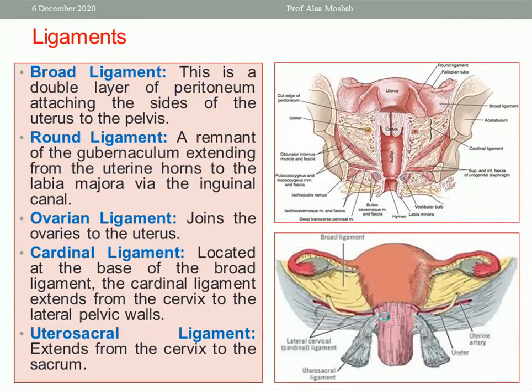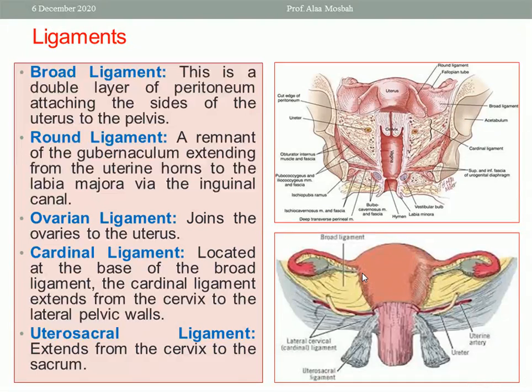What are the ligaments in the female genital organs? Broad ligament: this is the double layer of peritoneum attaching the side of the uterus to the pelvis. The round ligament, as you see in the picture, is a remnant of the gubernaculum extending from the uterine horns to the labia majora via the inguinal canal. Okay, this is the round ligament. Ovarian ligament, this is the ovarian ligament in the picture, connecting the ovary to the uterus here, at the back. Okay.